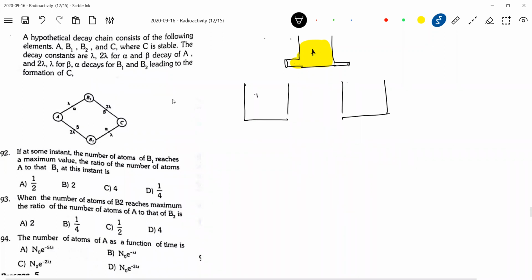This tank, let me call this B1, tank B2. Again, they will further undergo decay, and we'll get tank C. No hole in that. So what do you mean by lambda? Bigger hole, 2 lambda bigger hole. At t equals 0, there's a condition.